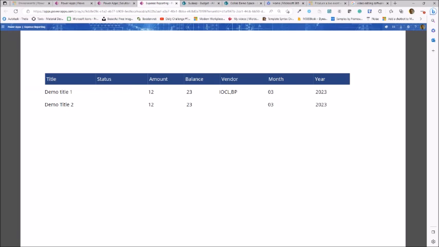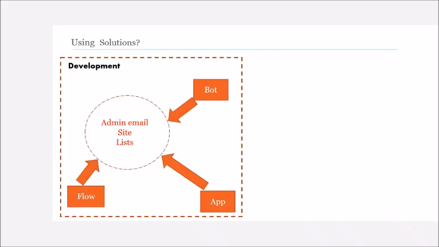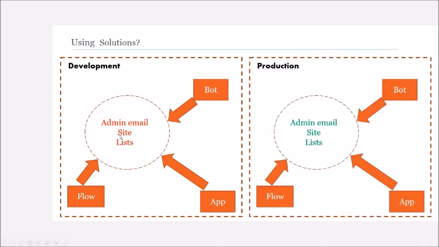Now I'll quickly move back to the PowerPoint slide that I was presenting from. Just to recap what we just saw: all the flows, apps, or bots that we build using solutions use the same environment variables. When you create a solution package, it packages all this up together and moves it into a new environment. You just change the environment variables, and your apps, flows and bots just work seamlessly.